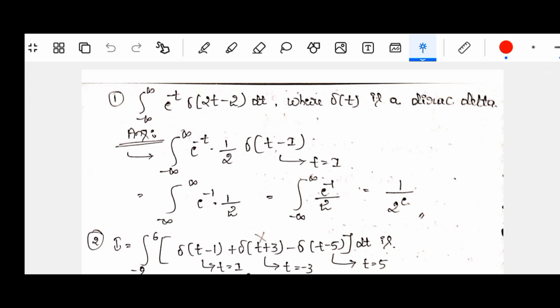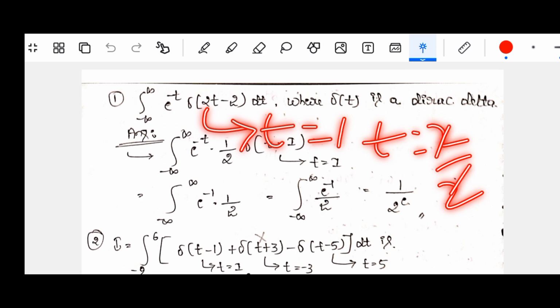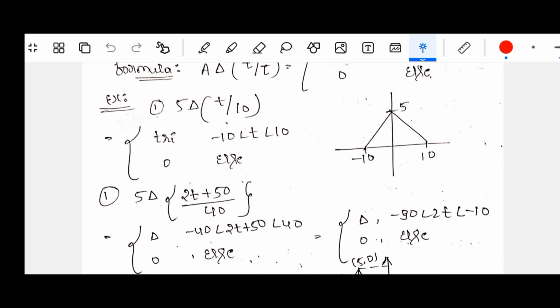Integration from minus infinity to plus infinity of e to the power of minus t, delta of 2t minus 2, into dt, where delta t is a Dirac delta. So, find out the location: t is equal to 1, t is equal to 2 by 2. So 1, 1. Therefore, 5 into triangle of t by 10.